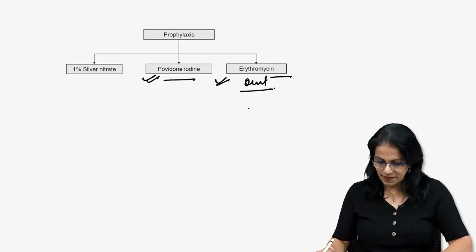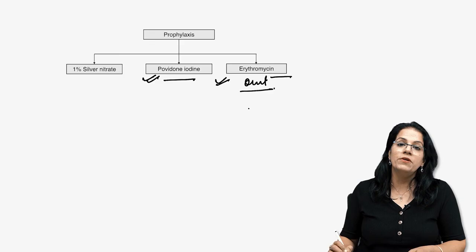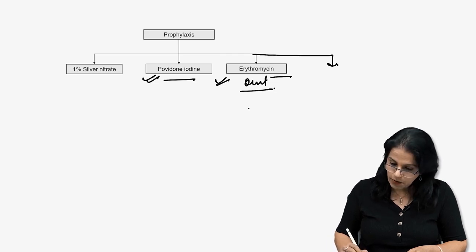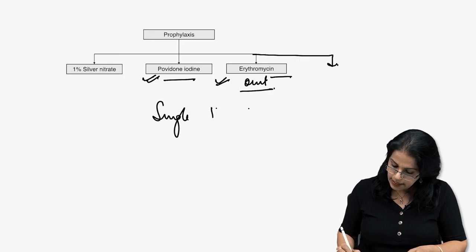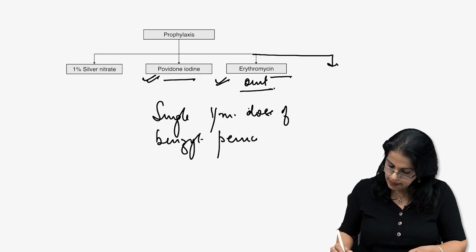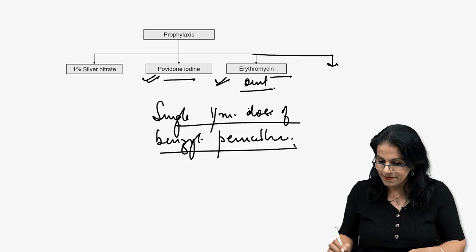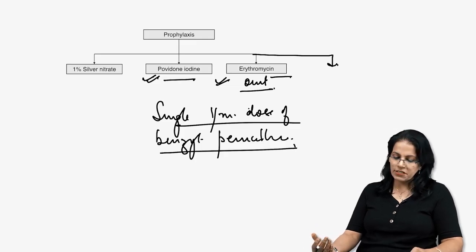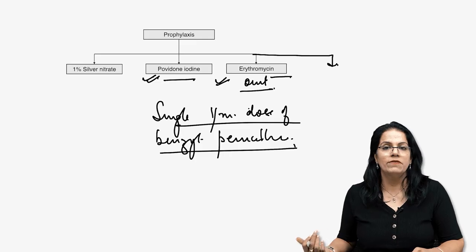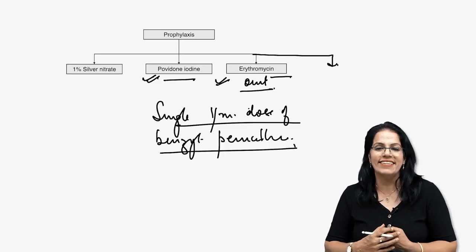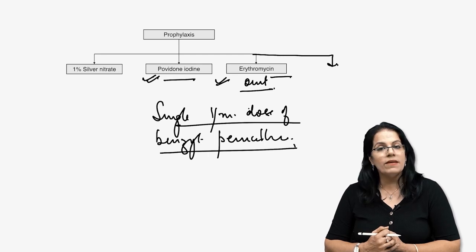We'll also add here that apart from povidone iodine and erythromycin, another important thing that can, if needed, be used is a single IM dose of benzyl penicillin to prevent gonorrheal infections. This is also one of the modalities if needed, especially if we are suspecting gonorrhea. You can choose any of the three, but preferably we are not choosing silver nitrate now. We are not preferring silver nitrate now. Okay, so that was prophylaxis.